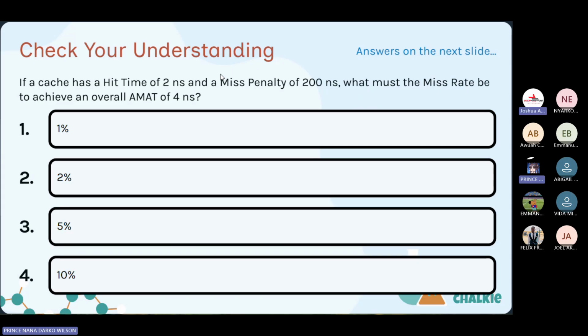All right, so from what we have seen, we know that this formula will require some manipulation to get us the miss rate, right? So I assume what you did was 2 plus 200 times x, being the miss rate, is equal to 4 nanoseconds. And then you did your change of subject. So you have 200x plus 2 is equal to 4 nanoseconds. So 4 minus 2 gives you 2 nanoseconds is equal to 200x. And then you divided both sides by 200. And that should lead you to 0.01, which is equivalent to 1%.